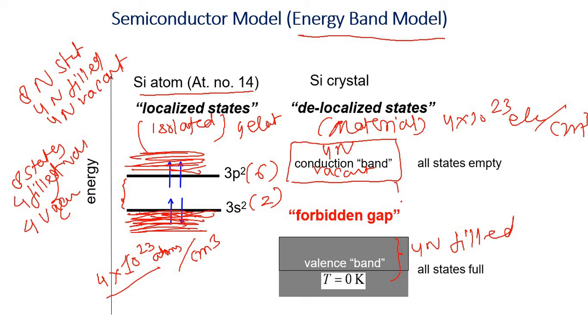So these states are not allowed to be filled by electrons. There can't be any electron and hole. That's why it's called the forbidden gap. And this can also be called the band gap. This is forbidden. You can't touch it. No electron and hole can reside. It's a no state. Okay.